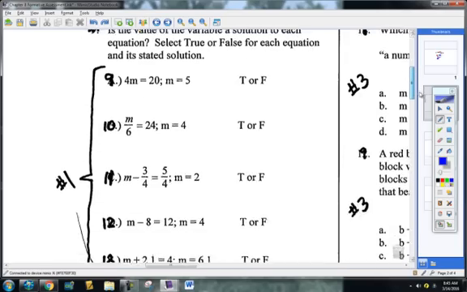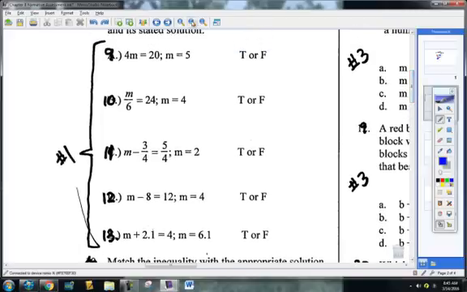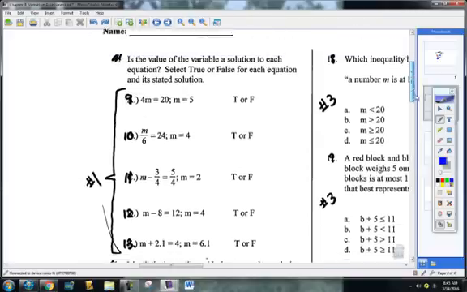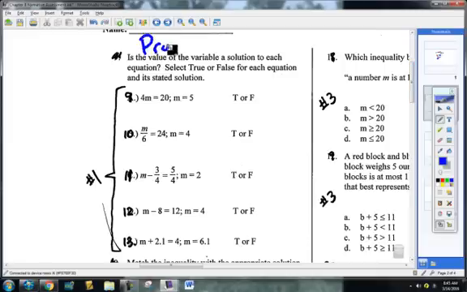Okay, up here. These are all learning target number 1. Now, here's the deal on these. Pay close attention. You had to prove all of these. So there's two ways to prove it. I'll show you both ways, okay? So everybody stay with me. I'm going to show you both ways. But you had to write it out.